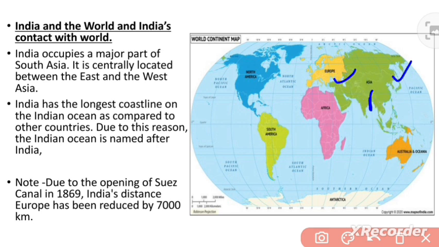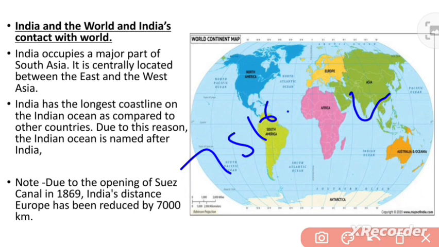So you can see that that is on center. You can see here, India is on center. India has the longest coastal line on the Indian Ocean compared to the other countries. That is the coastal line of India. It is around how much? Earlier I have told, 7,516.6 kilometer. So we can say that India has the longest coastal line on the Indian Ocean as compared to the other countries. Due to this reason, the Indian Ocean is named after India.